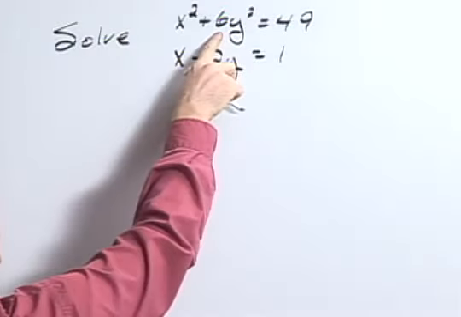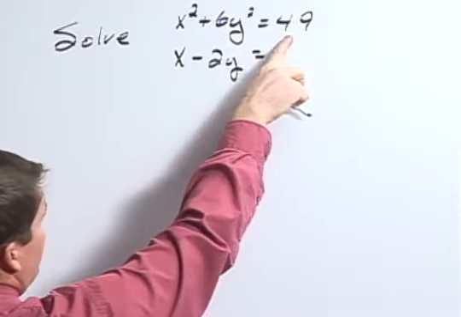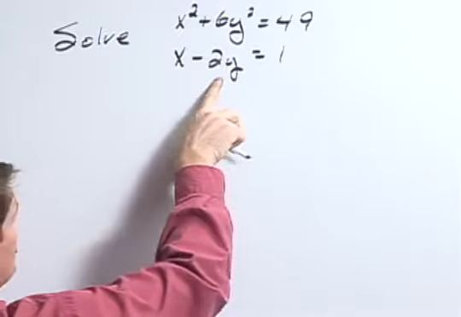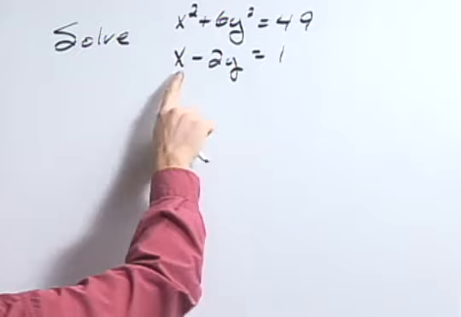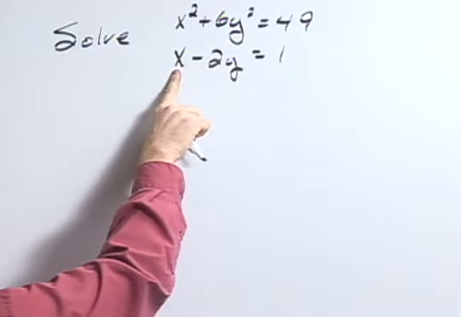x squared plus 6y squared equals 49. x minus 2y equals 1. Let's start by solving for a single variable. In this case, this x is a prime candidate.